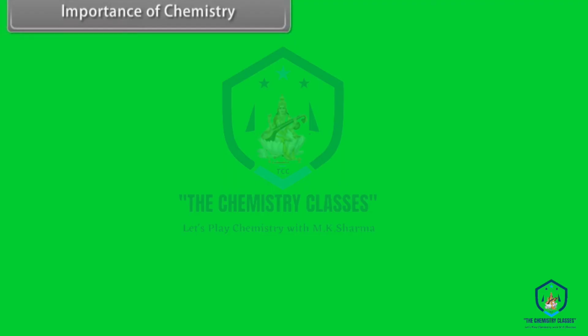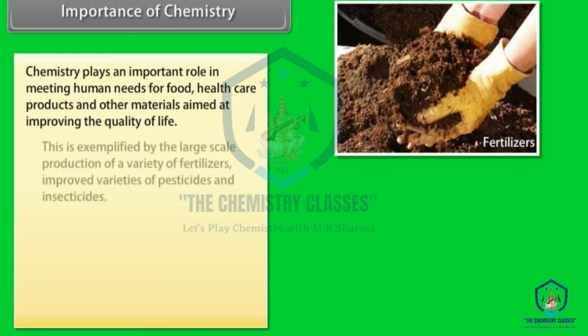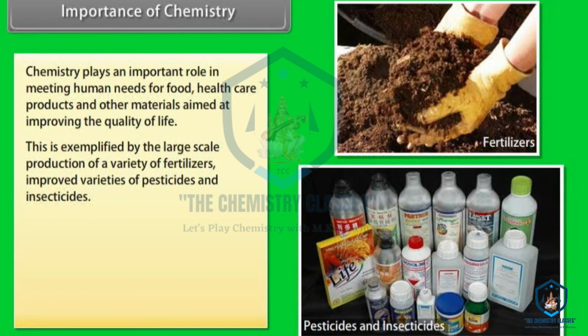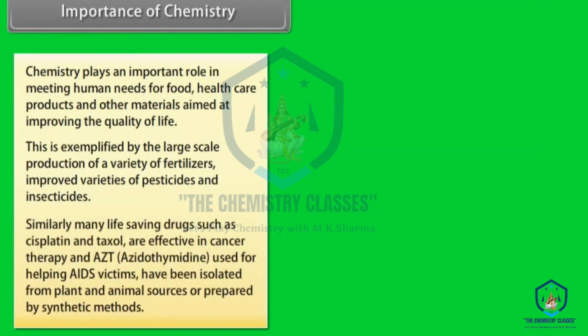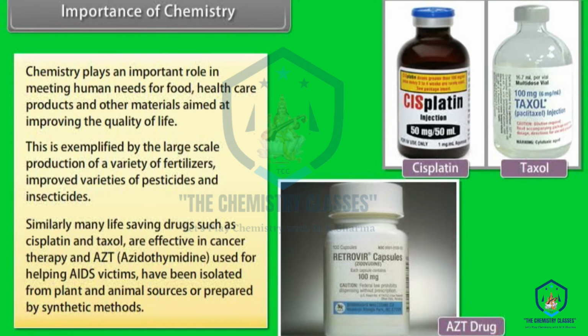Importance of chemistry. Chemistry plays an important role in meeting human needs for food, healthcare products, and other materials aimed at improving the quality of life. This is exemplified by the large-scale production of a variety of fertilizers, improved varieties of pesticides and insecticides. Similarly, many life-saving drugs, such as cisplatin and Taxol, are effective in cancer therapy, and AZT, zidovudine, used for helping AIDS victims, have been isolated from plant and animal sources or prepared by synthetic methods.